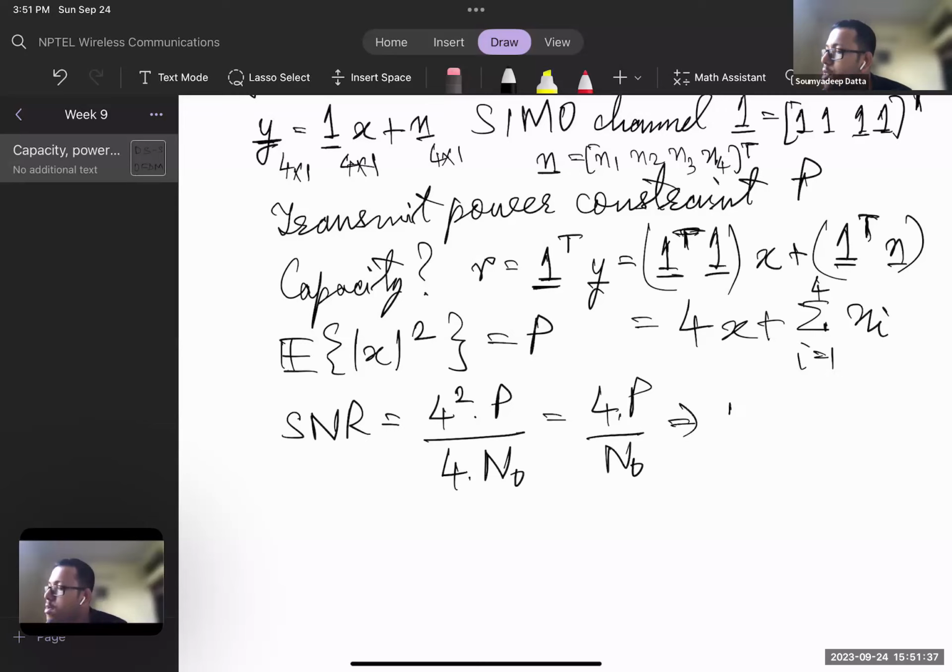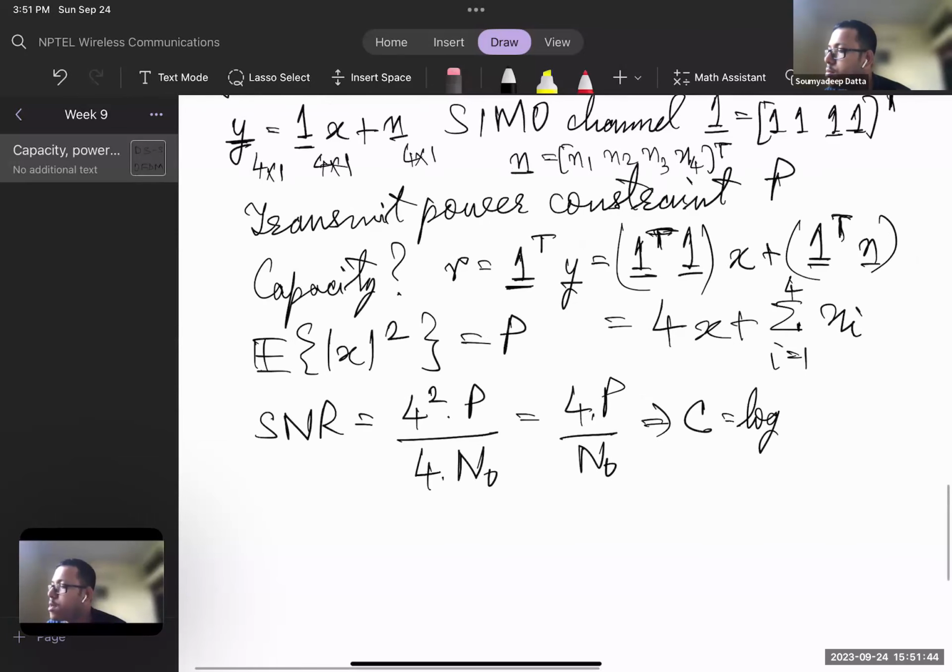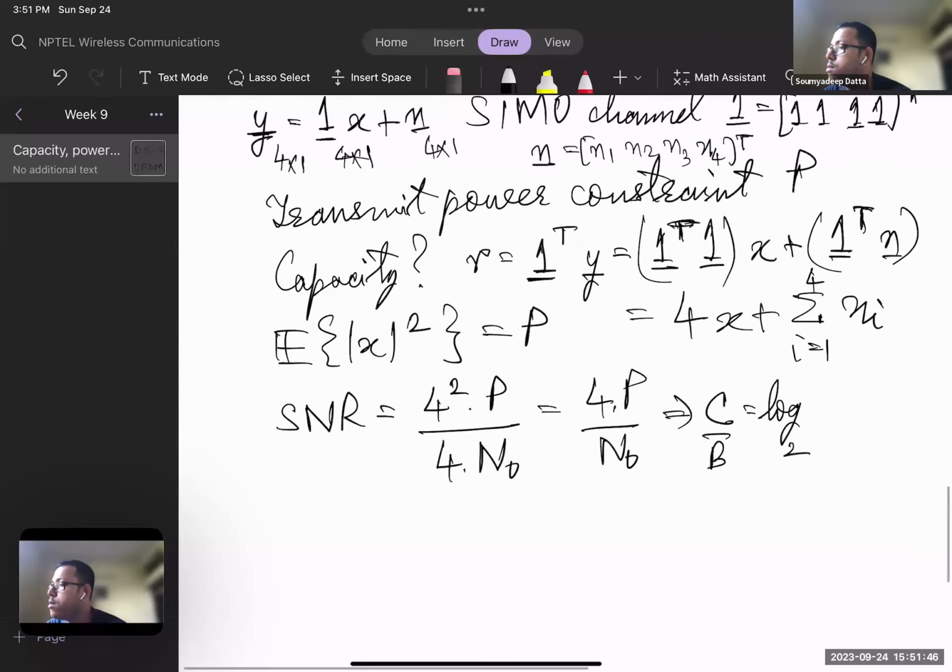So this will give me 4 times P by N naught. And so my capacity is, normalized capacity let's say, forgetting about bandwidth for now, log of 1 plus SNR. So 4 times P by N naught.